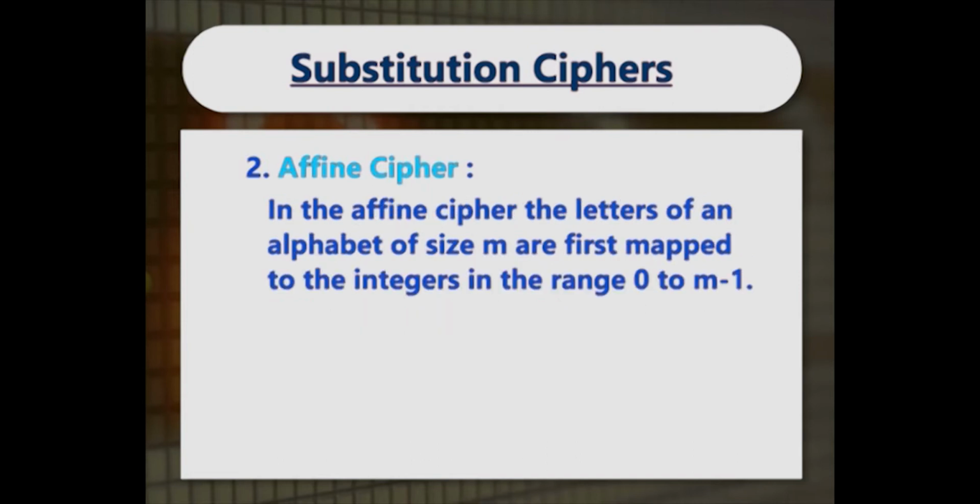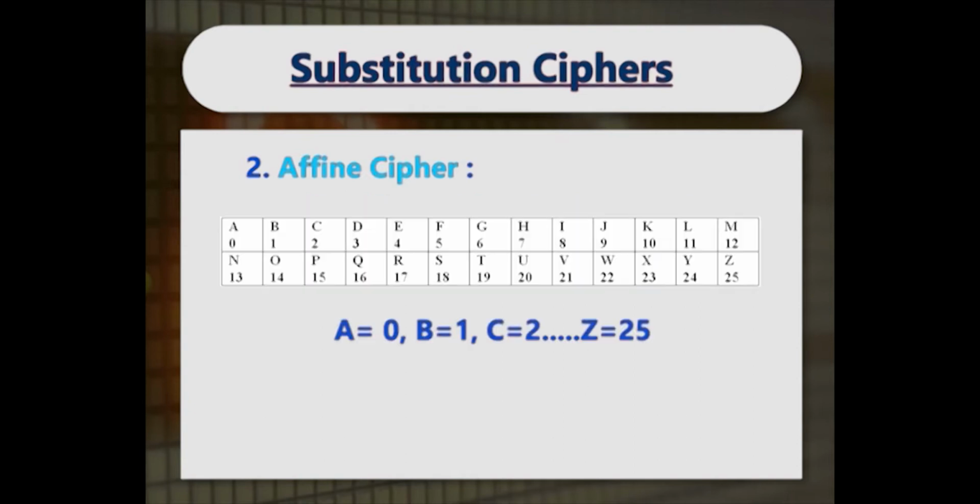In the affine cipher, the letters of an alphabet of size m are first mapped to the integers in the range from 0 to m minus 1. First, we translate all of our letters to numbers, that is A equals 0, B equals 1, C equals 2 and so on, and Z equals 25. The affine cipher then uses modular arithmetic to transform the integer that each plain text letter corresponds to into another integer that corresponds to a ciphertext letter.